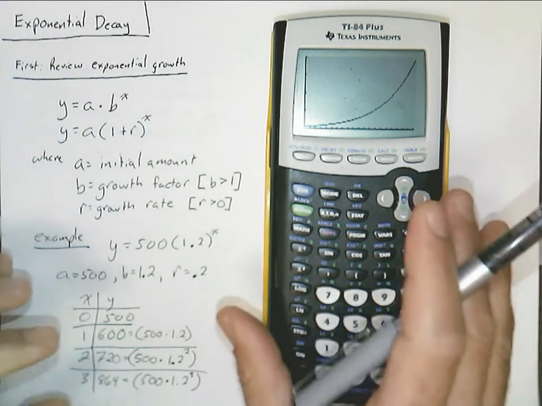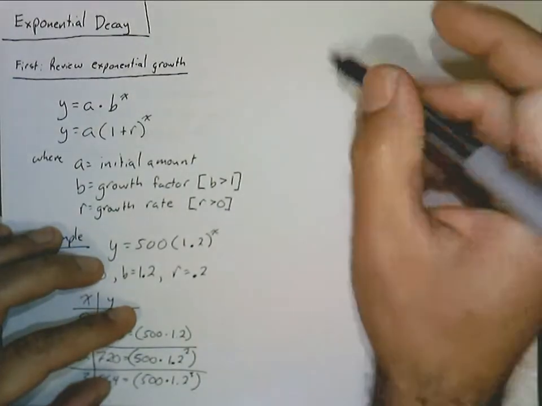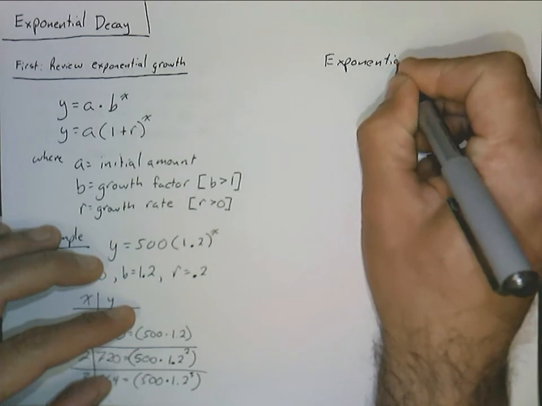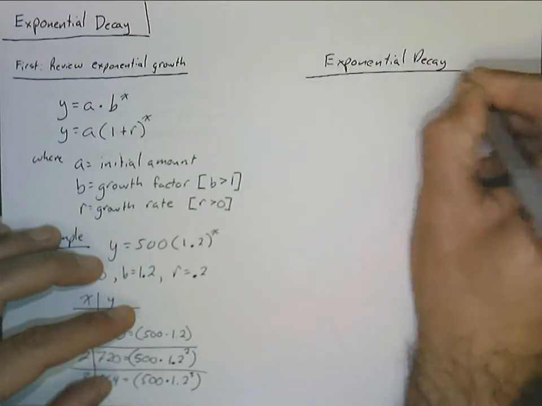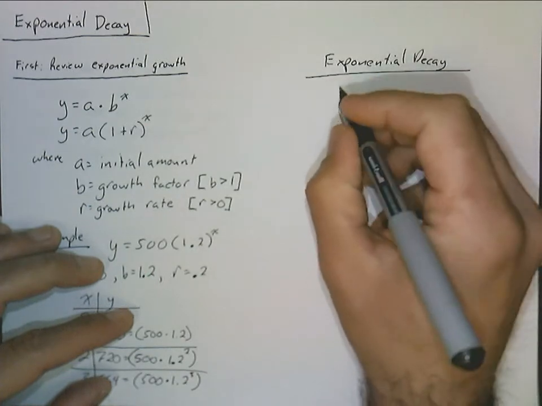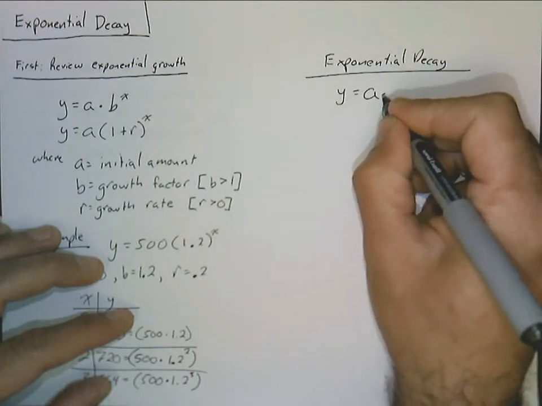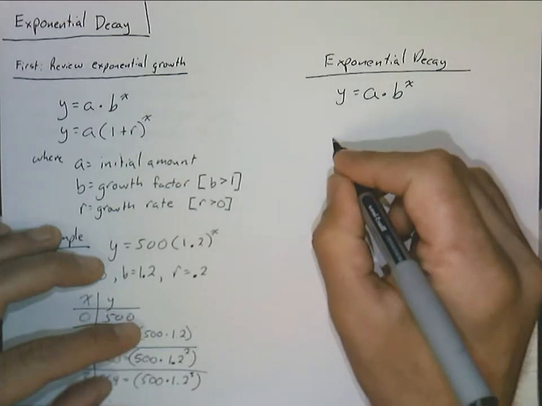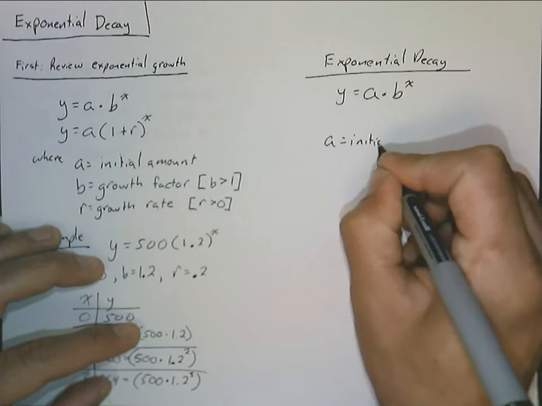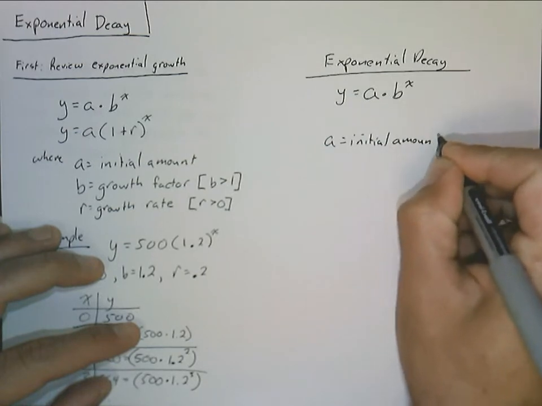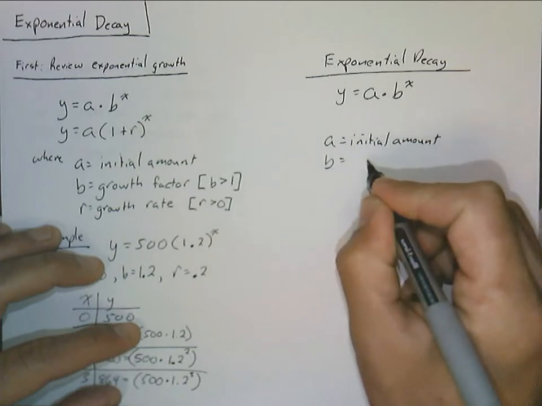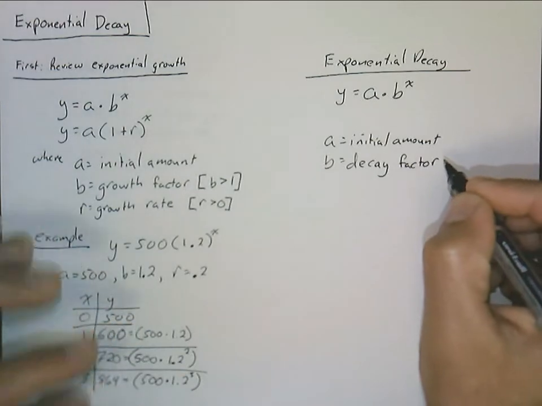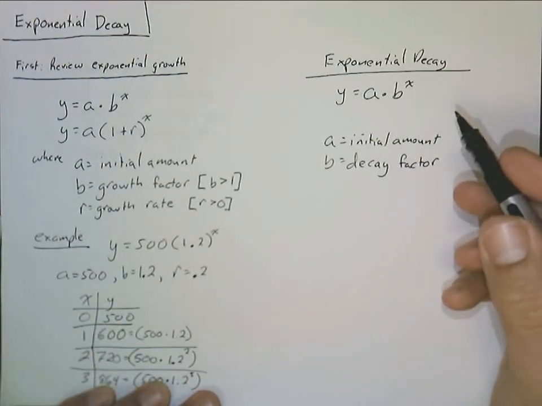No big deal. Now for exponential decay, things are going to change just a little bit. Basically, we're going to have the exact same model. Y is equal to a times b to the power of x, where a is, of course, the initial amount, and b is going to be what we call the decay factor this time. So again, it's what we're multiplying by each time period.